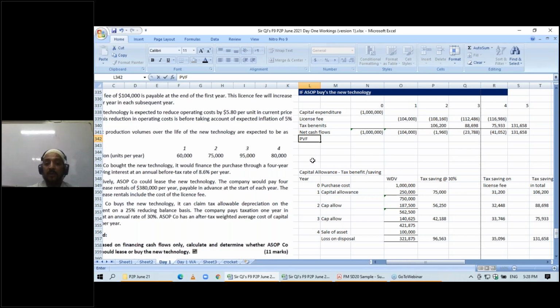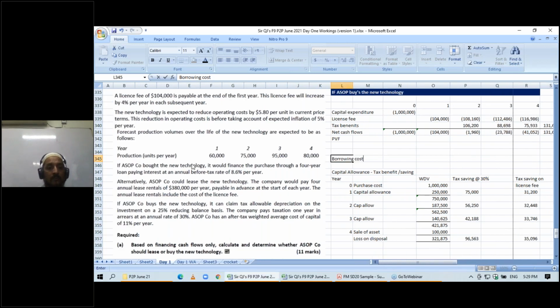Now, what present value fraction will be used? Remember that they have given you borrowing cost in the question. Borrowing cost means the cost of obtaining the loans. Let me highlight the rate first. It is 8.6 given in the question. So if they have given you a borrowing rate in the question for lease or buy decision, you are going to use the borrowing rate for both the leasing option and the borrowing option as well, so that like versus like comparison occurs.